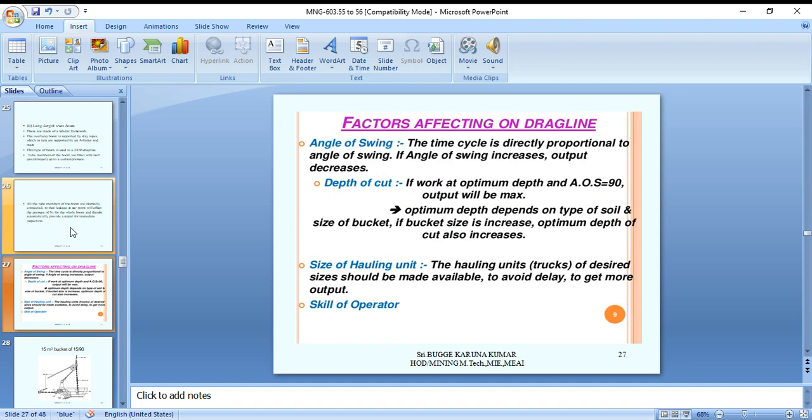So what are the other factors? Angle of swing, depth of cut, size of hauling unit, skill of operator.